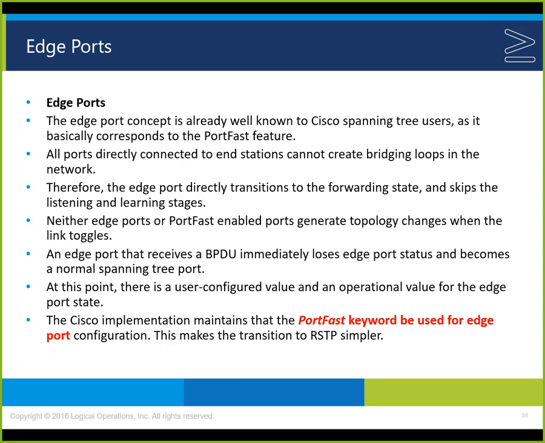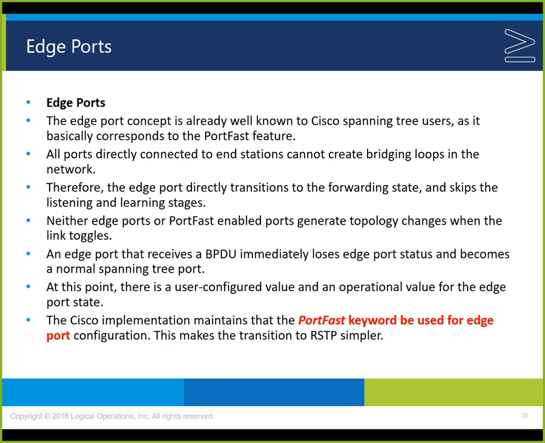One of the key terms, turned down at the bottom in red there: the PortFast keyword will be used for edge port configuration. The Cisco implementation maintains that the PortFast keyword will be used for the edge port configuration. So when we're talking about edge ports, we're really talking about PortFast enabled ports. Ports directly to end stations can't create bridging loops in the network, so we don't have to allow Spanning Tree to go through its calculation process to see what's going to happen with these things.